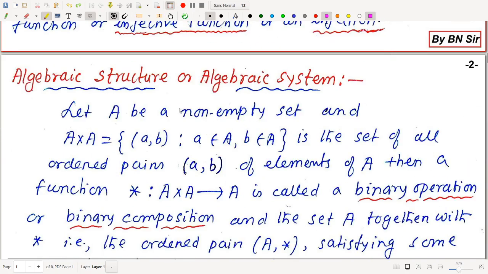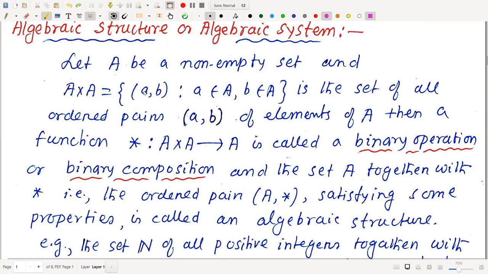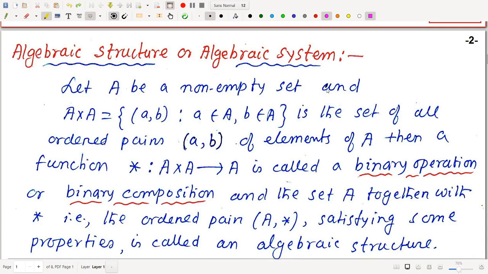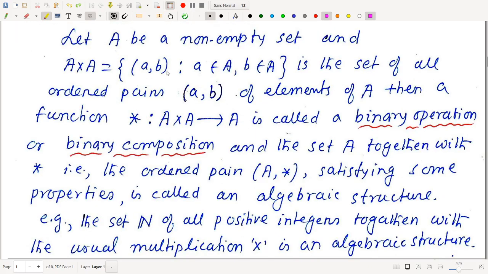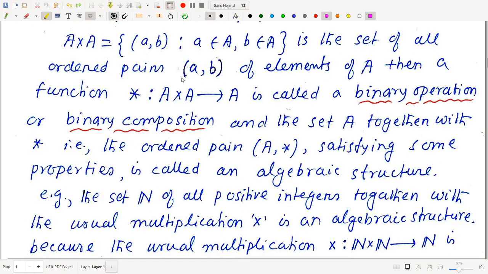Then what is an algebraic structure or algebraic system? Let capital A be a non-empty set and A cross A, the Cartesian product. This is called the Cartesian product of the set A with A itself. What is this? This is the set of all ordered pairs of elements (a, b), first element from A, second element is also from A. So A cross A is the set of all ordered pairs (a, b) of elements of A. Both are elements of A.